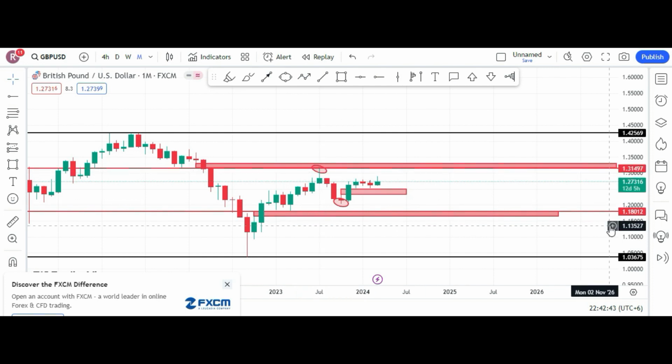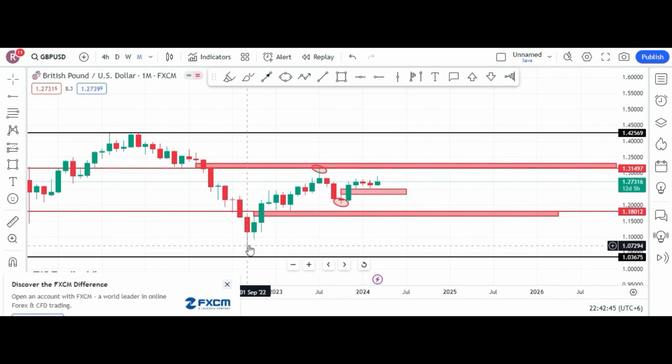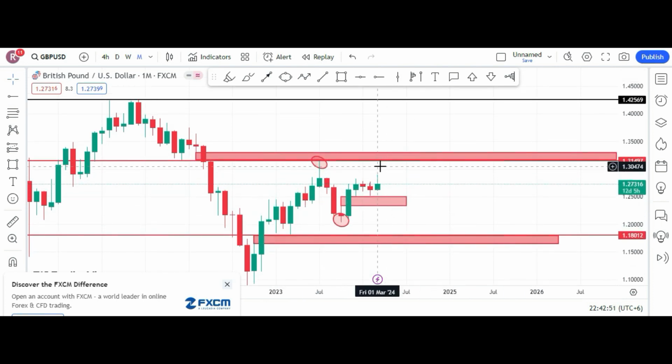It is very clear that there is a double bottom here which has pushed the price like this, and if you see here, it didn't make any double top here in monthly, but there is a double top. I will show you in other time frame, and this double top has pushed the price back here.